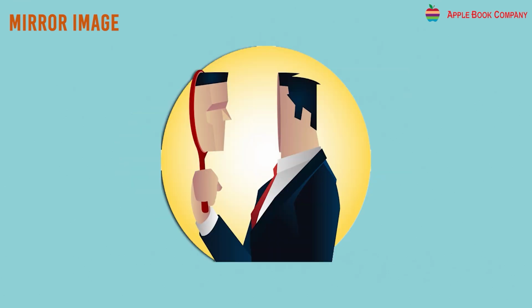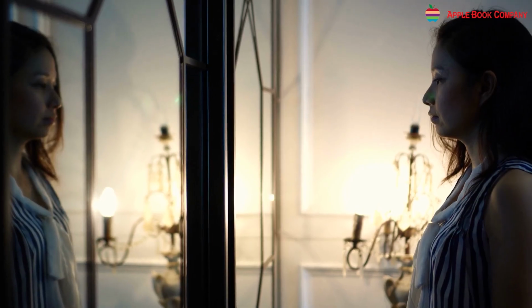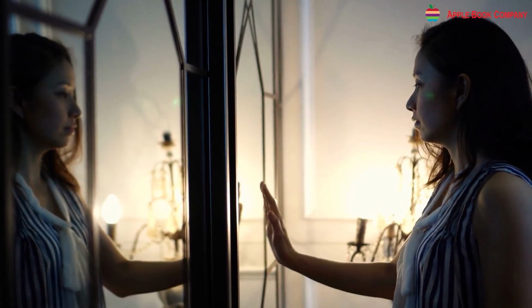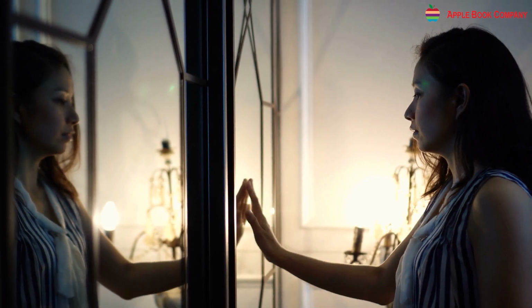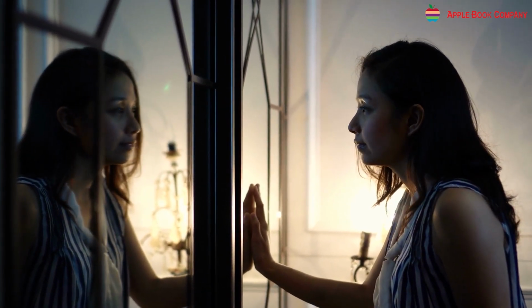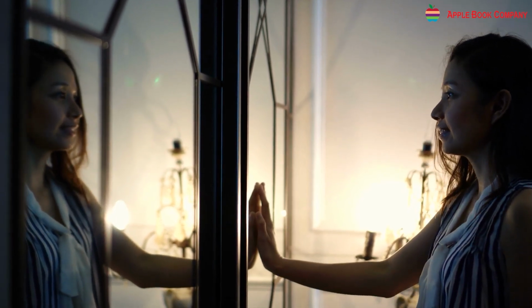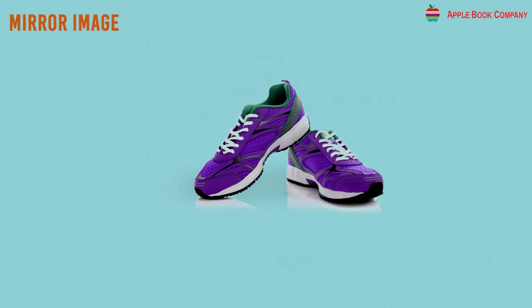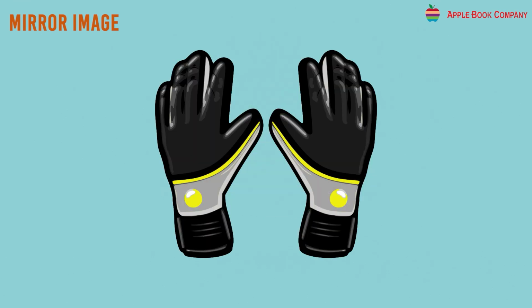A mirror image is a reflected duplication of an object that appears almost identical but is reversed in the direction perpendicular to the mirror's surface. As a result, we see a left-right reversal in the mirror. In the same way, a right shoe can be said to be the reflection of the left shoe and a right glove the reflection of the left glove.